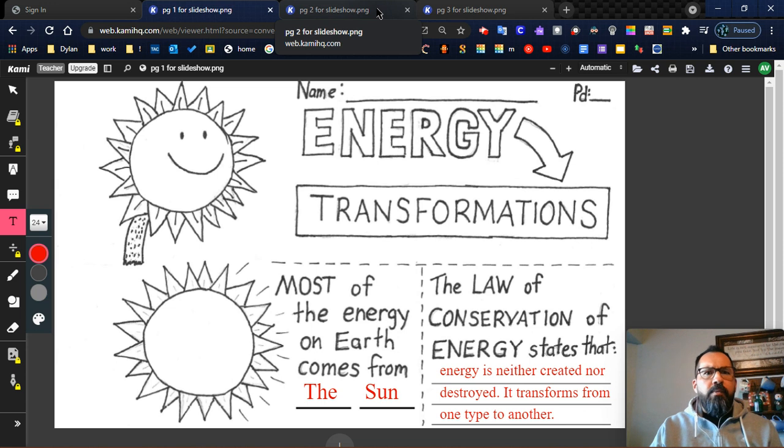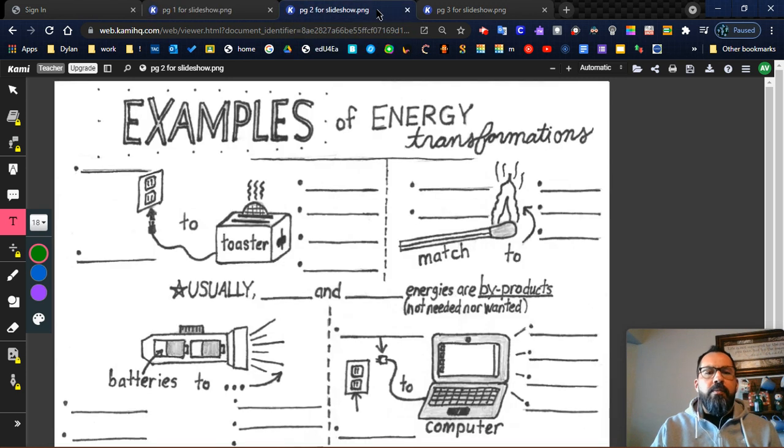And I think we're done with the first page. So let's go to the second page now. For you, that's going to flip over to the back. All right, so here's our second page.